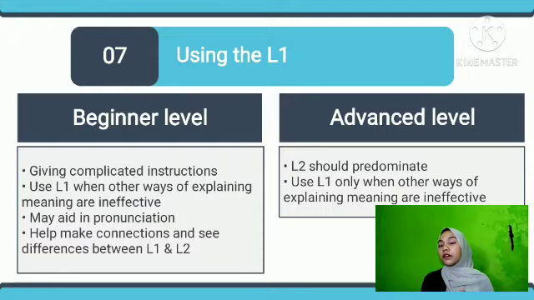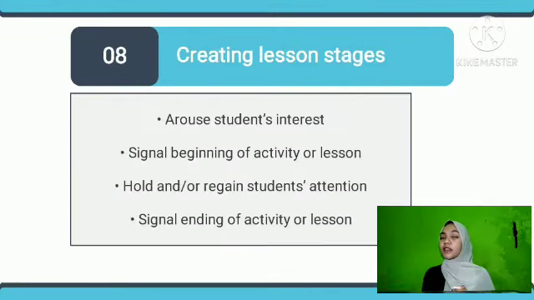In the beginner level, give complicated instructions, use L1 when other ways of explaining meaning are ineffective, it may aid in pronunciation and help make connections and see differences between L1 and L2. And then in advanced level, L2 should predominate and use L1 only when other ways of explaining meaning are ineffective. Number 8 is creating lesson stages.